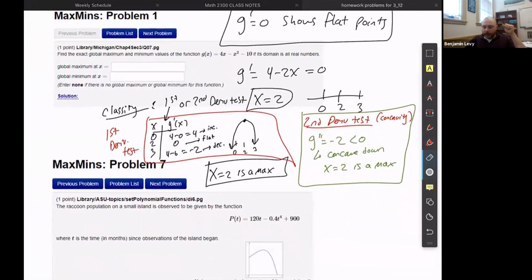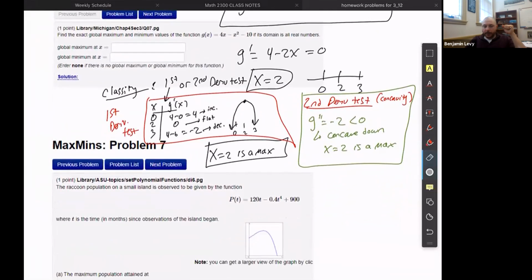All right, so the next one on this sheet is a similar example. I probably won't do all these out. I'll probably just set them up and maybe ask you to think about them.